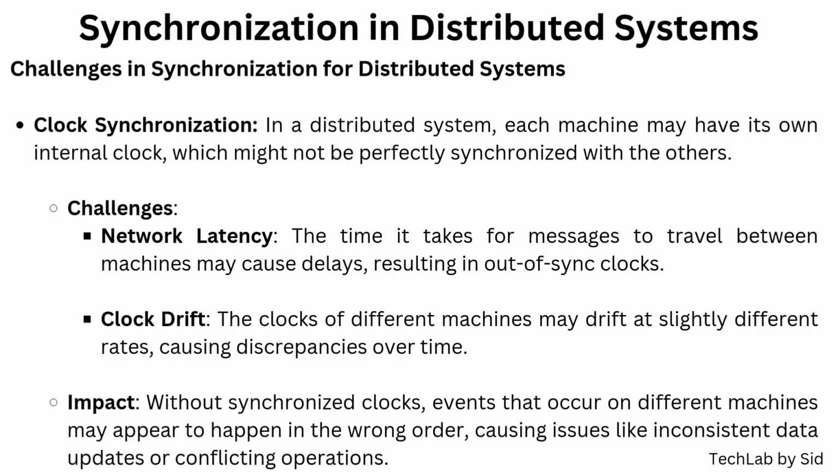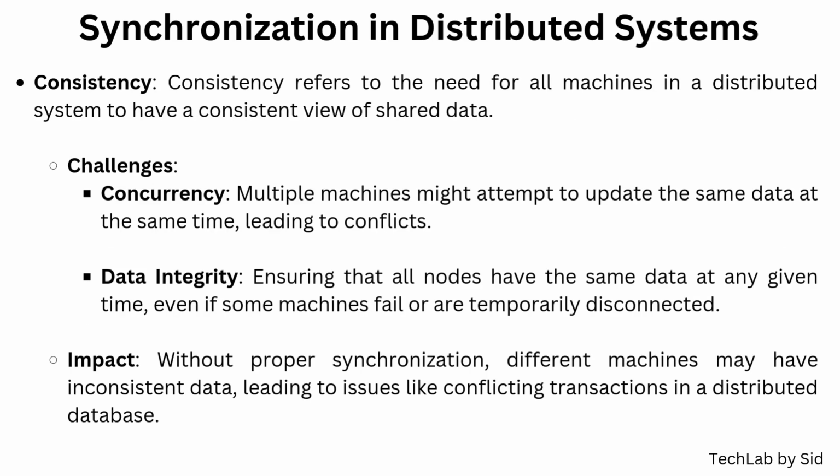The impact of unsynchronized clocks is significant. Events across machines might appear to occur in the wrong order, leading to inconsistent data updates or conflicting operations. This can cause problems like conflicting transactions in a distributed database, where the timing of events is crucial. Next is consistency. Consistency ensures that all machines in a distributed system have a uniform view of shared data.